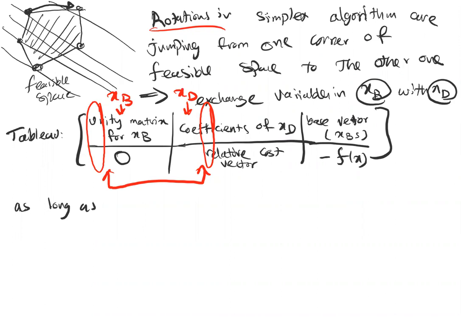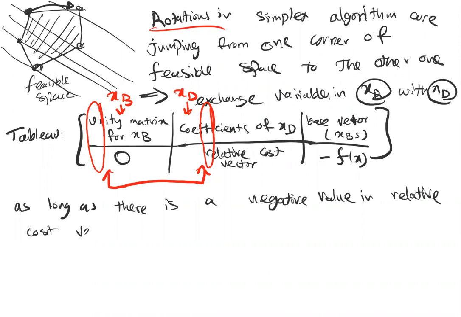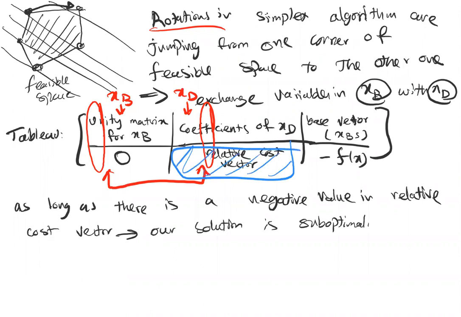As long as there is a negative value in the relative cost vector, our solution is suboptimal. So we should do that. We should do this process until all of the values here for the relative cost vector are positive. So we should carry out these rotations.